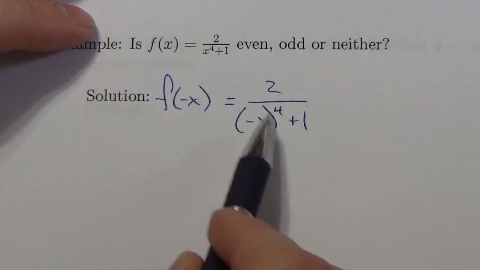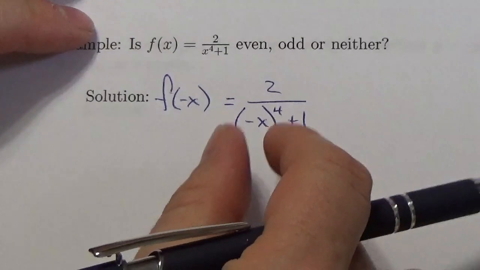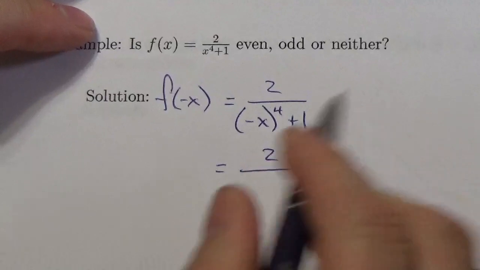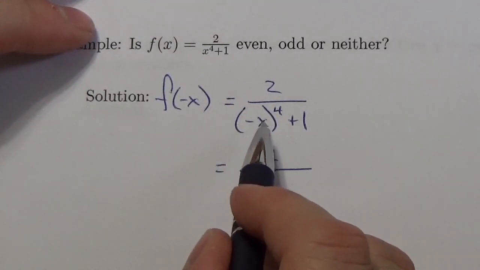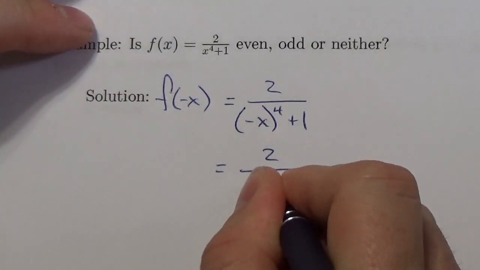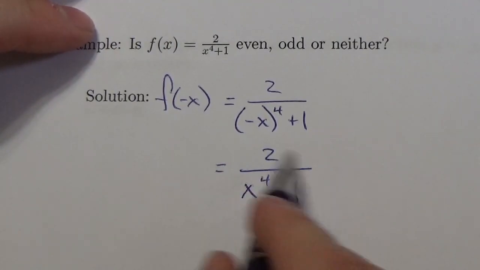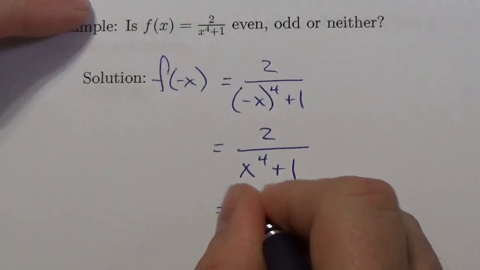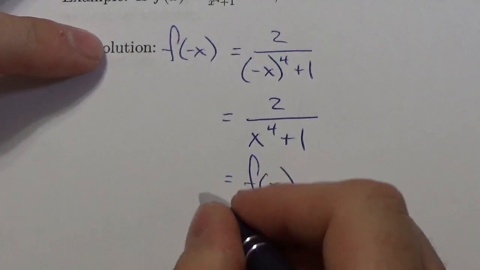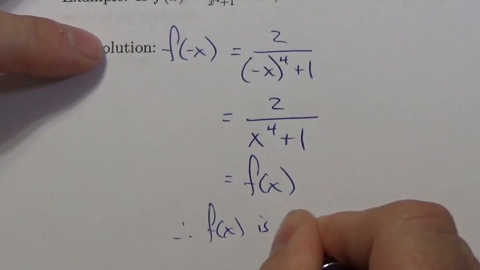This now tells me that I took the variable here and replaced it with negative x. Now it's this entire expression here, negative x to the fourth power. Okay? And when I do that, I know that a negative to an even power will become a positive. And so this is actually going to simplify to x to the fourth plus 1. Okay? And so notice that this is exactly the same as the original function. And so right here, this satisfies the restriction for an even function. So therefore I can say that f of x is even.